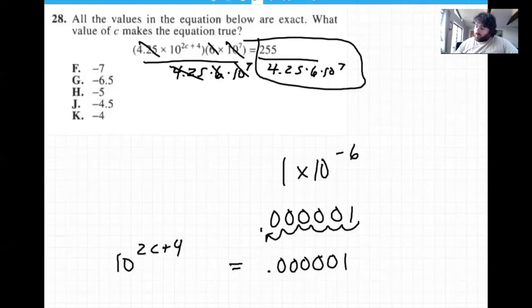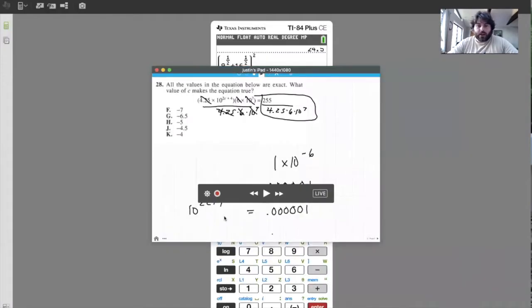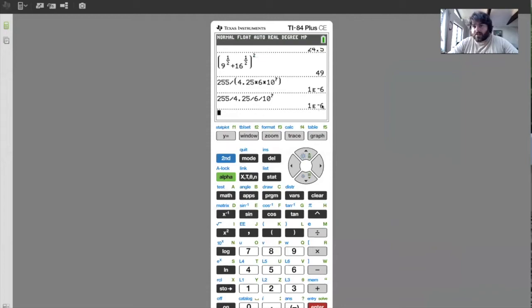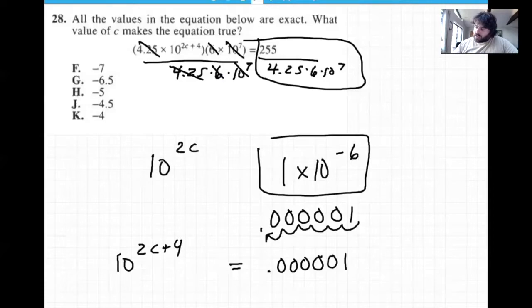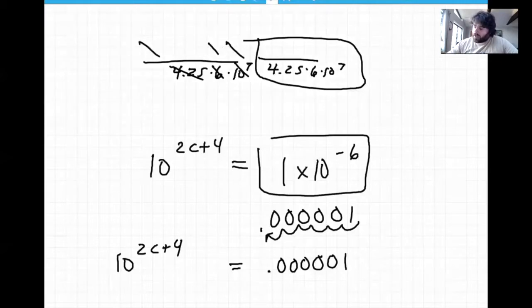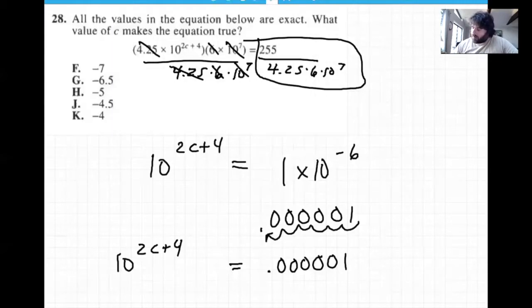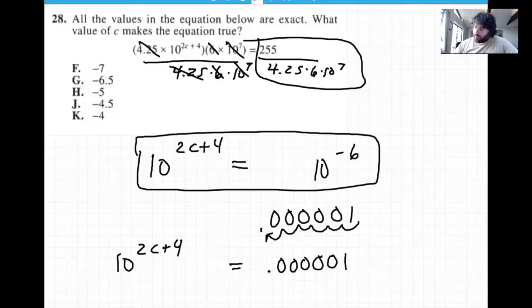Now, when you work it out on your calculator and you get this 1 times 10 to the negative 6th, I think that's the best way to think about it, because I have 10 to the power of 2c plus 4 is equal to 1 times 10 to the power of negative 6. Well, I don't need the times 1 there, because 1 times anything is itself. So I get 10 to the power of 2c plus 4 equals 10 to the power of negative 6.